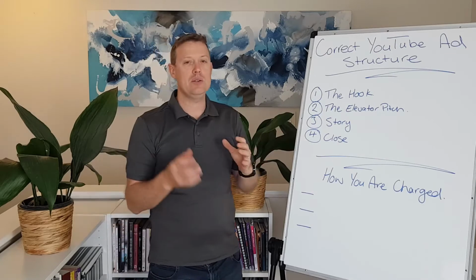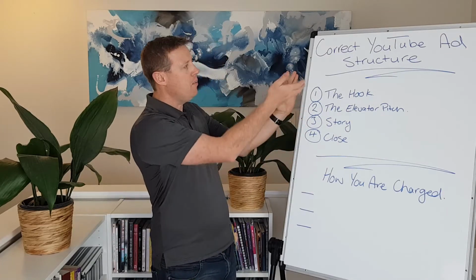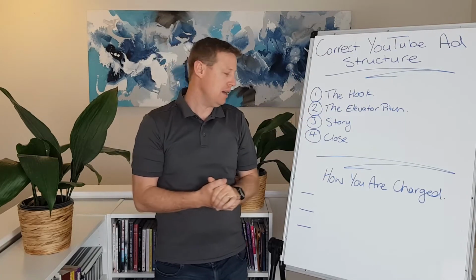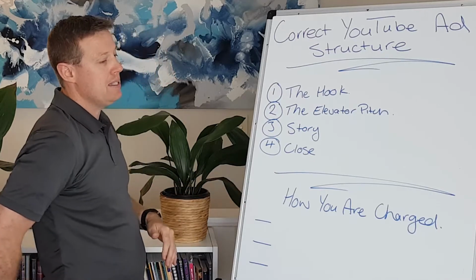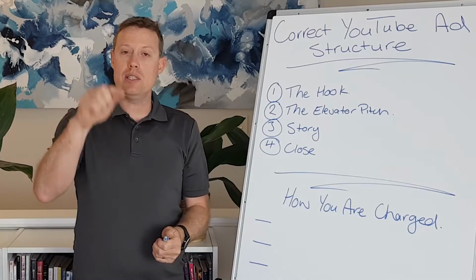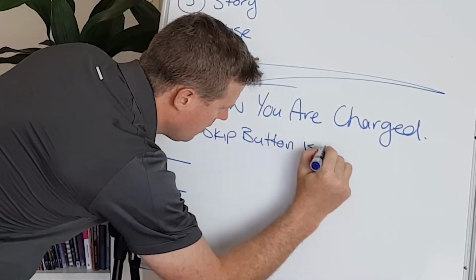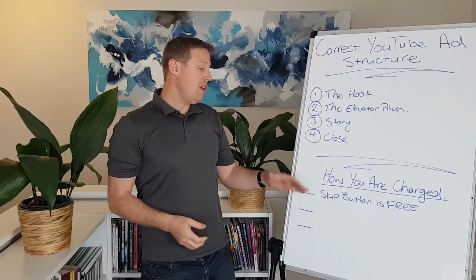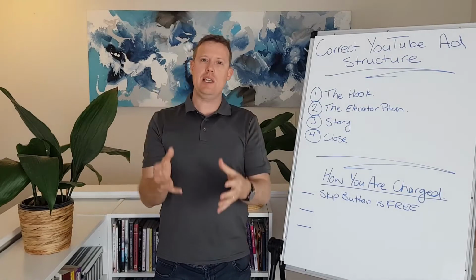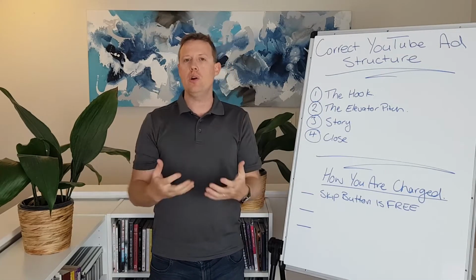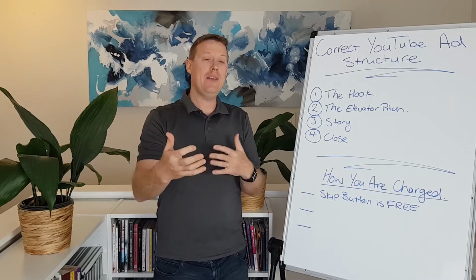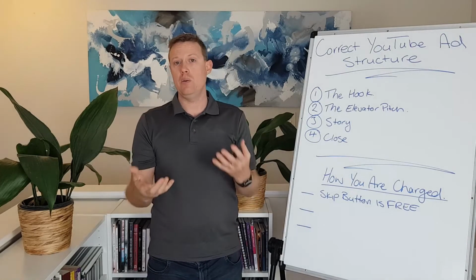So how we're charged with YouTube makes a big difference in how we've come up with this YouTube ad structure. The first thing that we need to understand is that when you skip, it's really cool because it's absolutely free. The reason why it's cool to know that the skip button is free is because if they've skipped, they're not your people, and YouTube will not show your ad to as many people who aren't interested in listening to what it is that you want to deliver, okay?